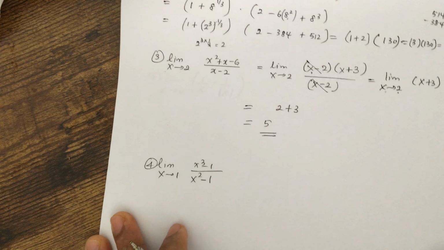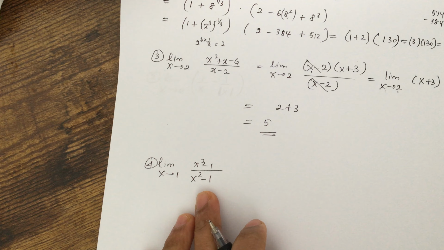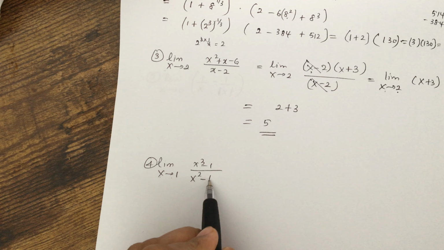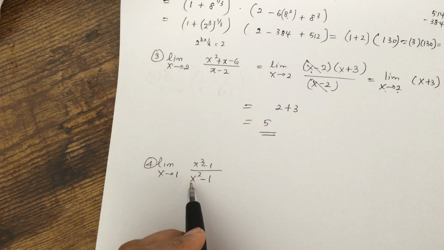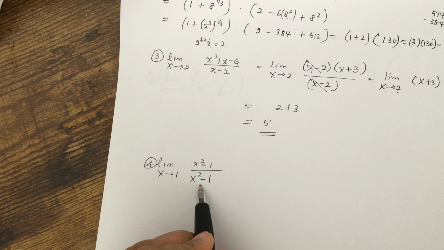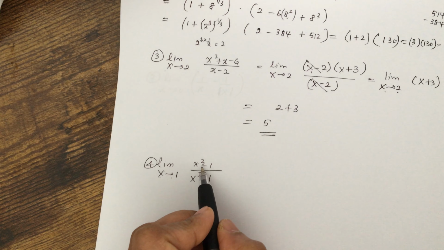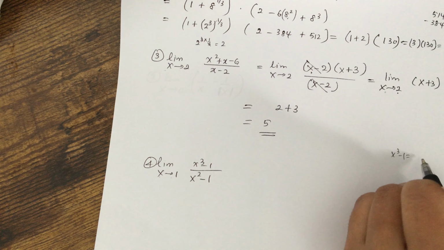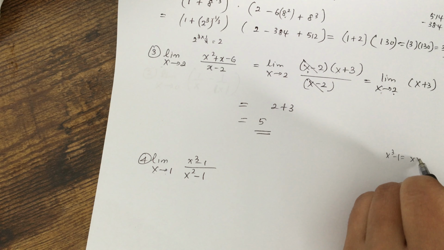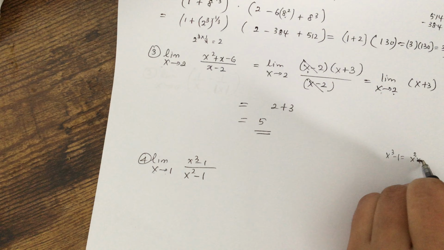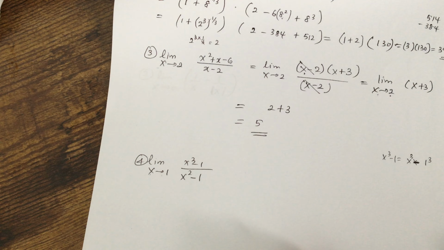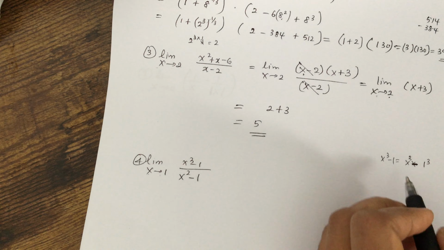Okay, so let's look at this one. As you can see, as x goes to 1, 1 squared minus 1 is 0, right? So we have to remove that situation before we find the limit, right? Look at the numerator, you can see it's x to the power 3 minus 1. We can write this as x to the power 3 minus 1 to the power 3, right? 1 to the power 3 is 1.